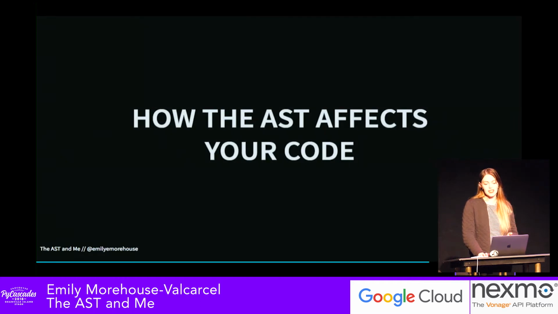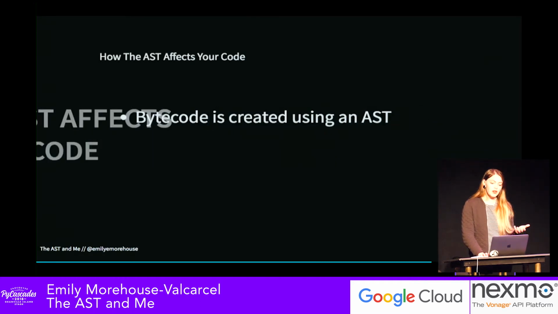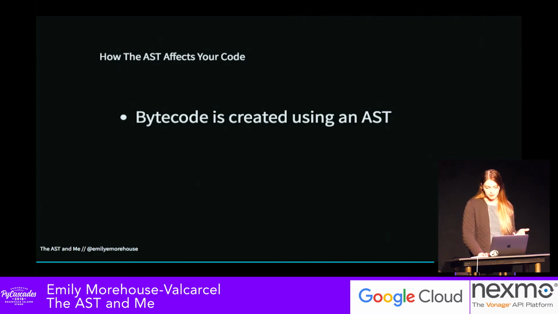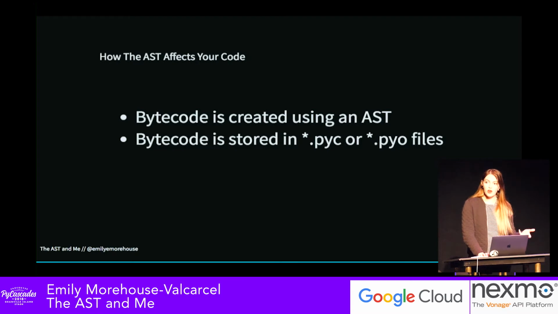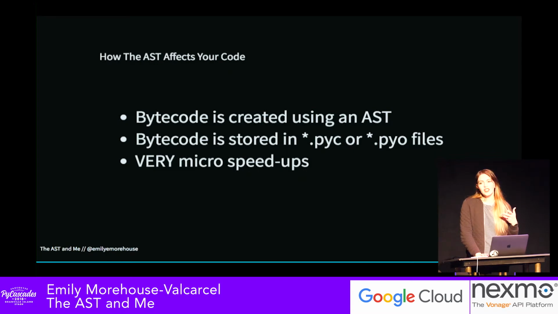So how does the AST actually affect your code? Now we know that bytecode is created using an AST. We also know that bytecode is stored in pyc or pyo files, which, if you're using Python 3, which you should be, is all neatly organized into your __pycache__ folders, so they kind of get out of your way. But like we mentioned, you're really not going to get a whole lot of speed-ups from these operations. Everything's going to be extremely micro.